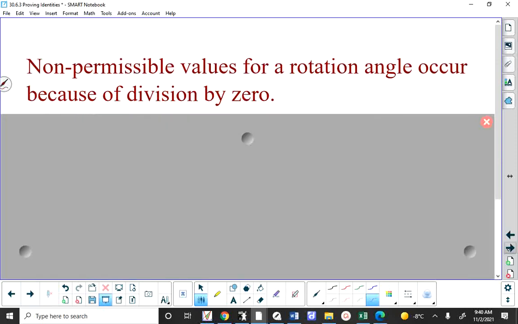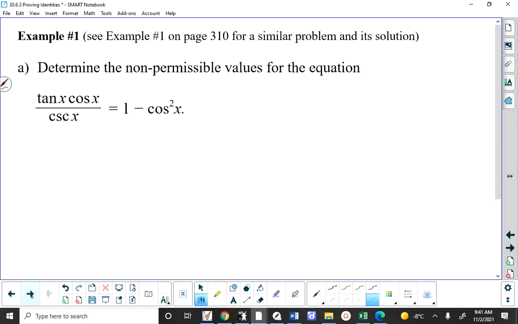Non-permissible values. In trigonometry, non-permissible values happen whenever you divide by 0 anywhere. That word anywhere is important. Okay, example 1. And you will see in this lesson that I give you directions to a similar example in your textbook. If you're having troubles, you can look on page 310 of your text and find the similar example.